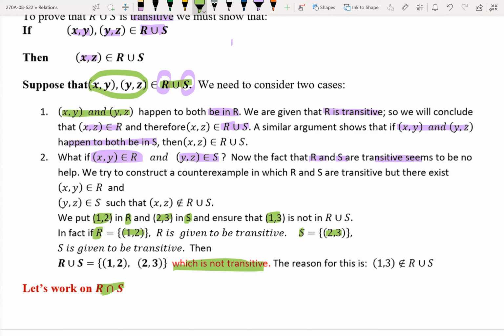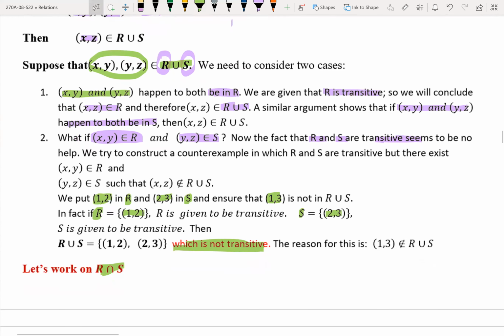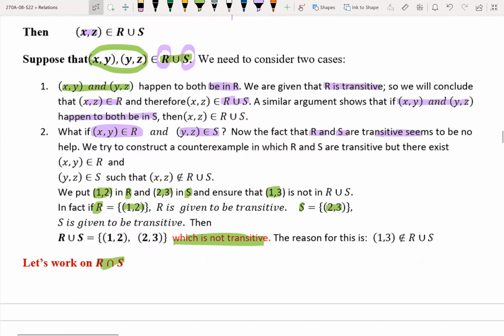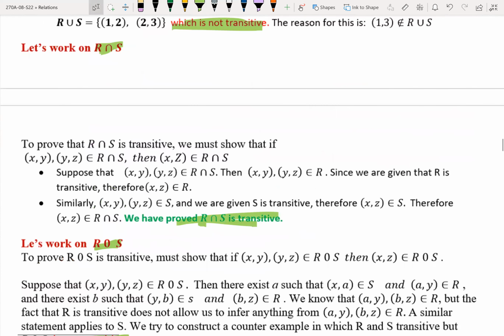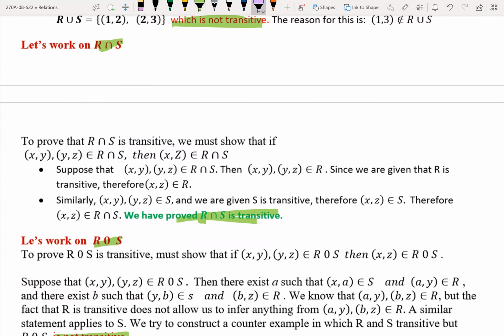Again, this is a really good hint for the rest of reflexive, symmetric, anti-symmetric. That's why I wrote it in the steps. And for the intersection, we don't have any problem. For intersection, it makes really good sense. If you have anything in the intersection, it's sitting in both R and S. Because R and S are transitive, for sure the intersection is going to be transitive. It's really easy because it's sitting in both when you're doing an intersection.